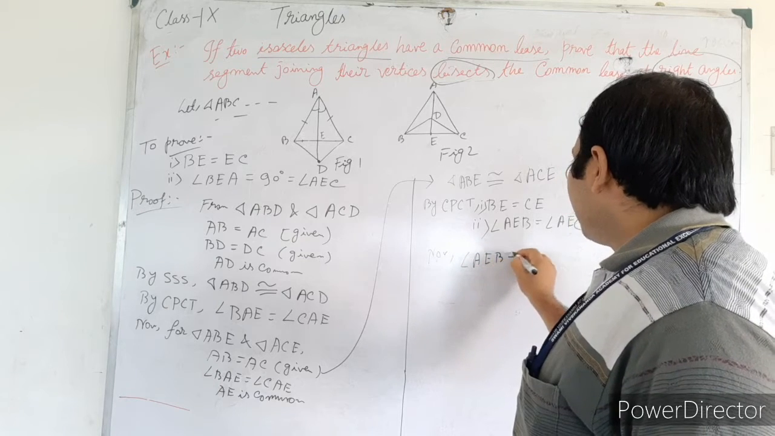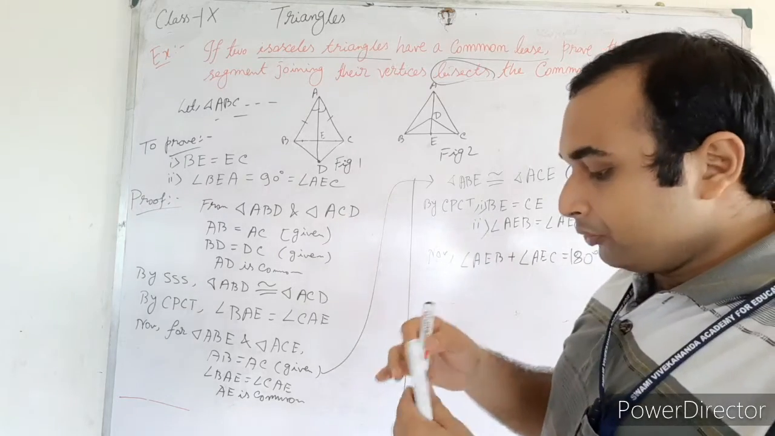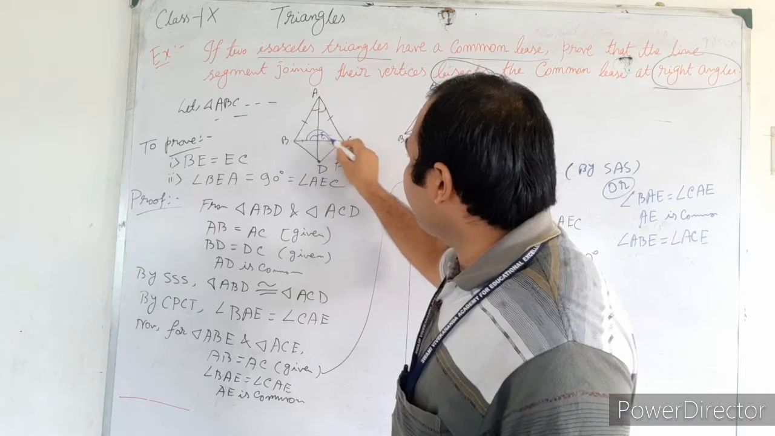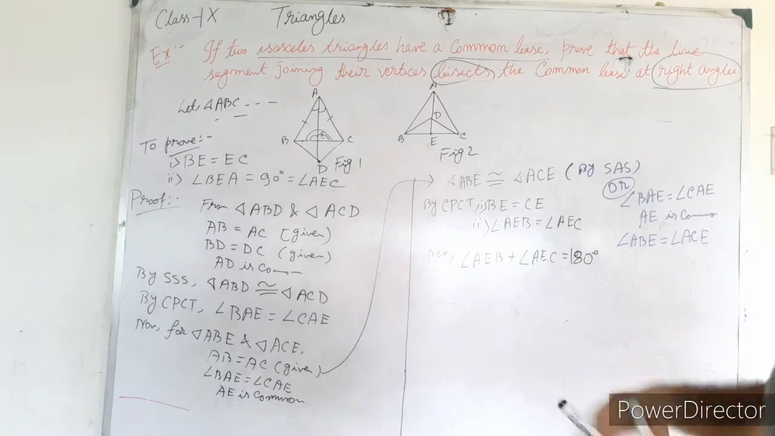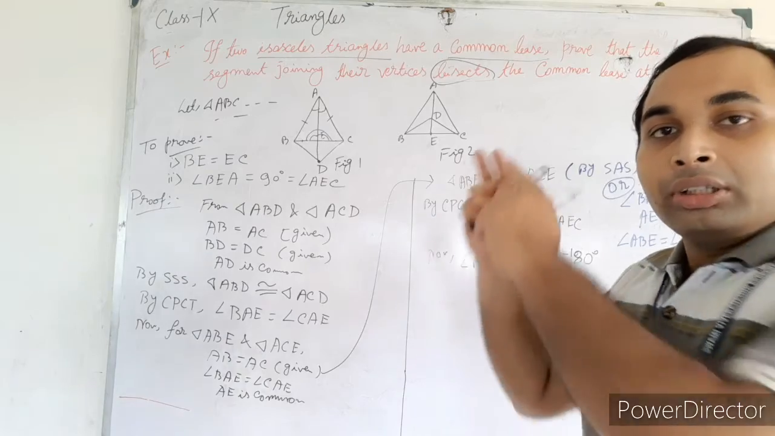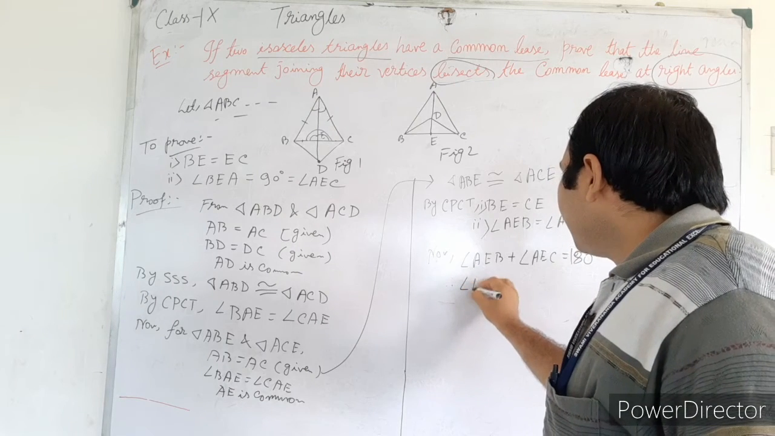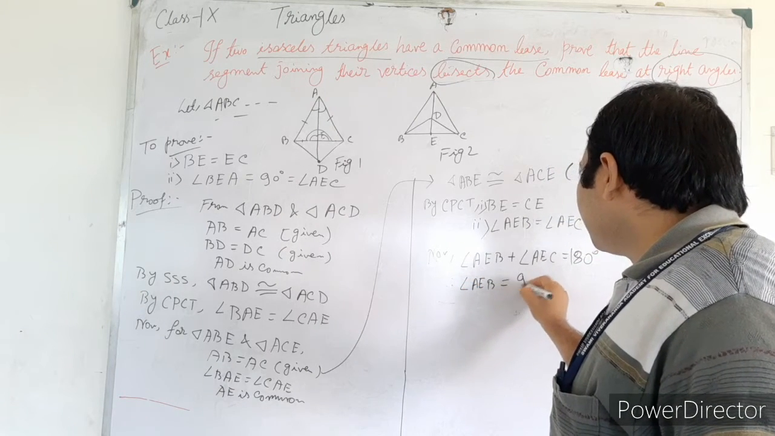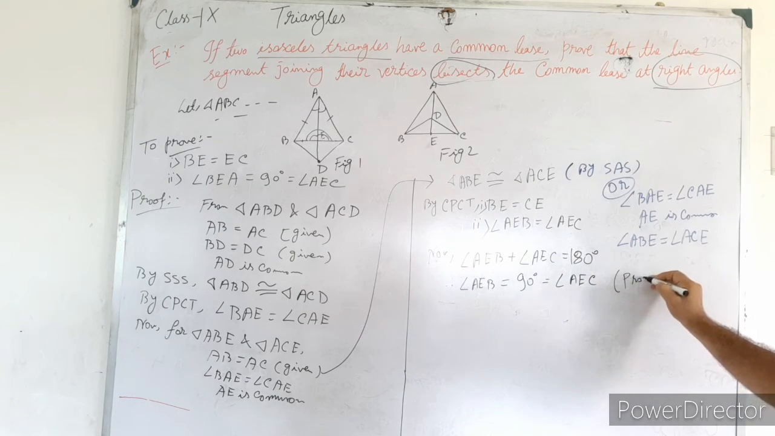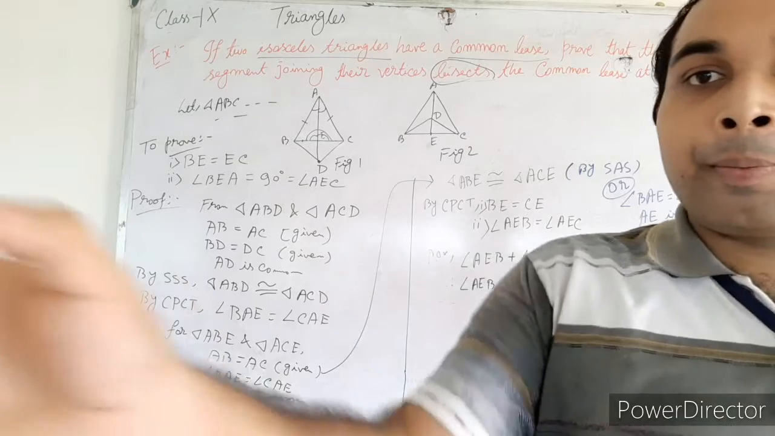Angle AEB plus angle AEC is 180 degrees. If we take those two angles, this angle and this angle, the total angle is 180 degrees. Now those two angles are also equal. So the sum of the two angles is 180 degrees, and those angles are equal, so obviously each of the angles will be 90 degrees. So angle AEB is equal to 90 degrees, equal to angle AEC. So our proof has been finished. So this is the total way to prove this example.